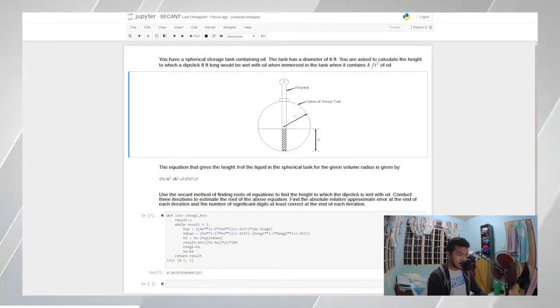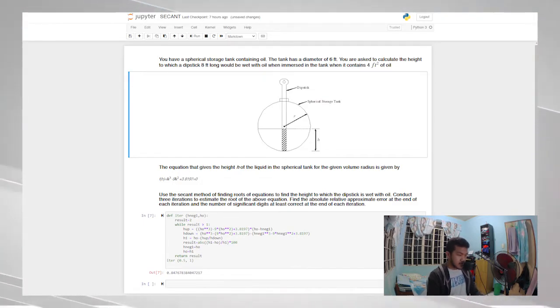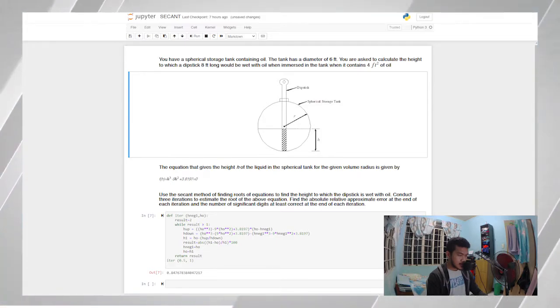The equation that gives the height h of the liquid in the spherical tank for the given volume and radius is given by f of h is equal to h cubed minus 9h squared plus 3.8197 is equal to 0. So use the second method of finding roots of equation to find the height to which the dipstick is wet with oil. Conduct 3 iterations to estimate the root of the above equation. Find the absolute relative approximate error at the end of each iteration and the number of significant digits at least correct at the end of each iteration.